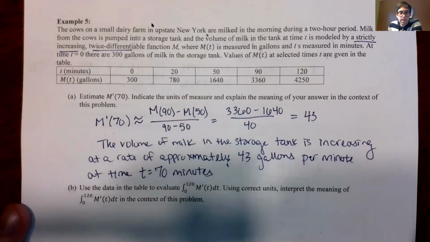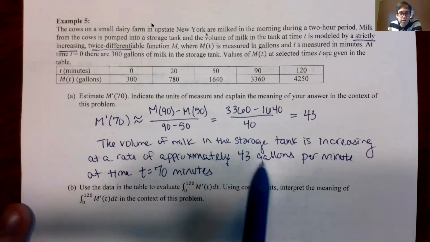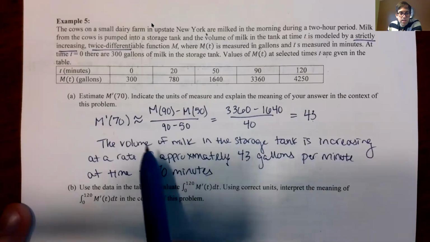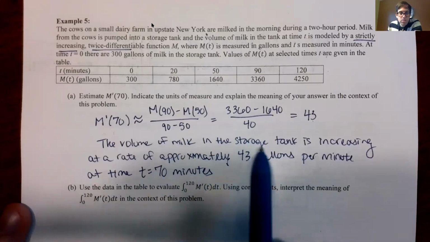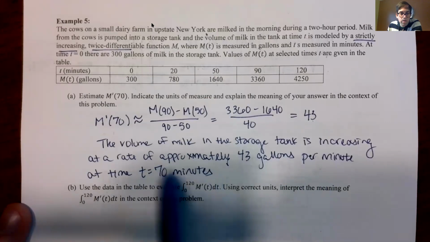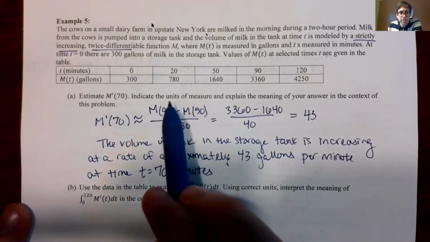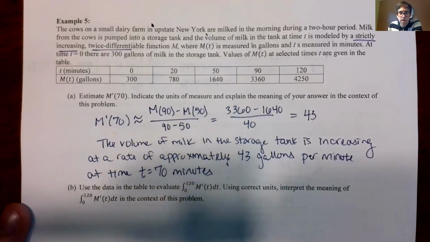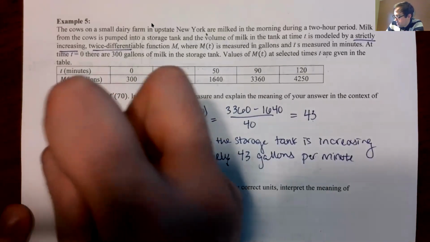All right, so we said what our units were. We said what this number really means. The volume of milk in the storage tank is increasing at this rate. And we said what time, or what x value, or in this case, t value, we are referring to. Okay, so all of that is important when you're indicating units of measure and explaining or justifying the meaning of your answer in context.